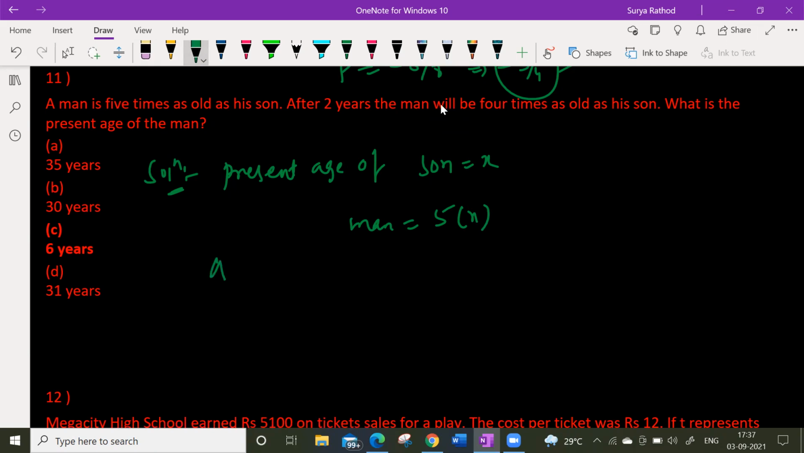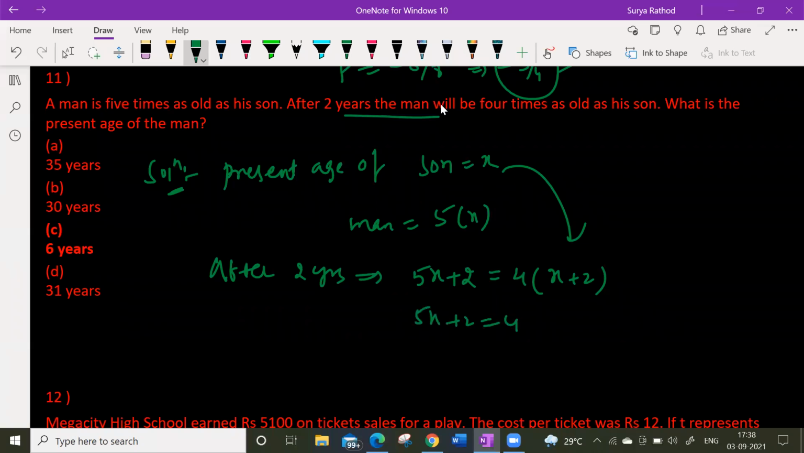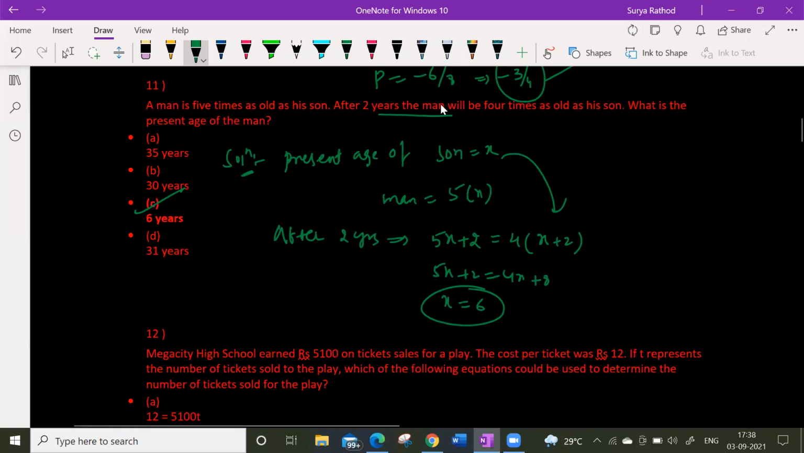So after 2 years, the man will be 5x plus 2. After 2 years, the man will be 4 times as old as his son. The son will be x plus 2 after 2 years. So look at this here. 5x plus 2 is equal to 4 times (x plus 2), which is 4x plus 8. So x is equal to 6. Clear? Any doubts?